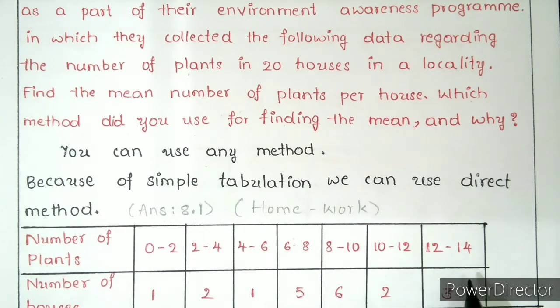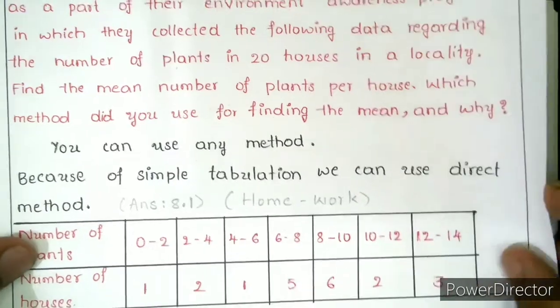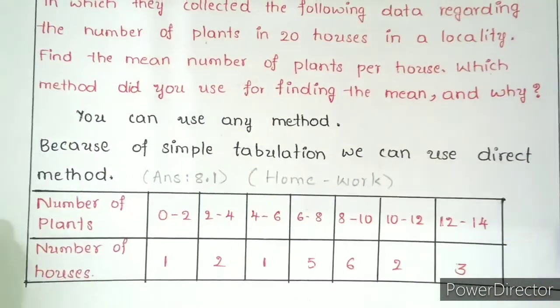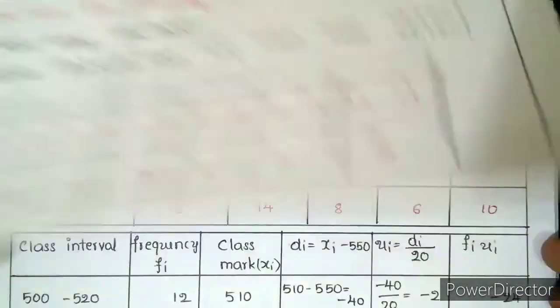So the tabular column is here: 0 to 2, 2 to 4, 4 to 6, 6 to 8, 8 to 10, 10 to 12, 12 to 14. The number of houses is like this: 1, 2, 1, 5, 6, 2, 3. Okay, so this is homework. You do that at home.